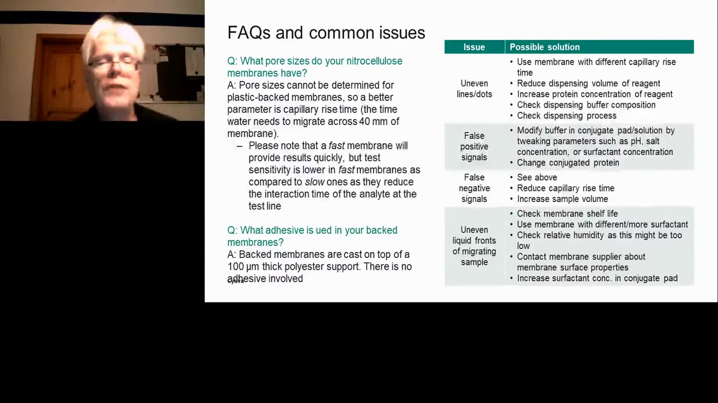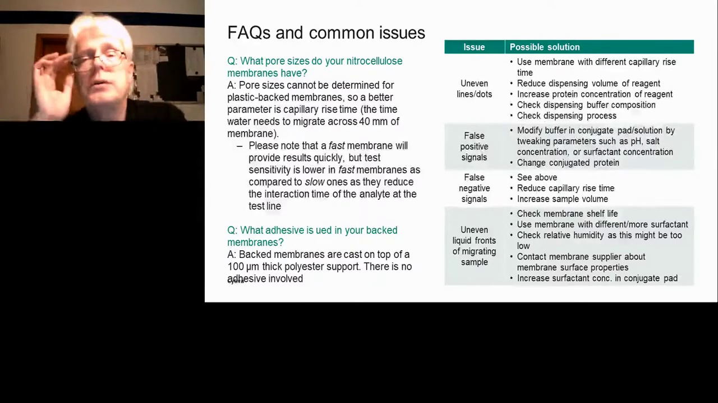Another question is, what adhesive is used in your back membranes? No membrane manufacturer is using an adhesive to create a plastic back membrane. These back membranes are 100 micrometer thick polyester supports onto which the casting mix is poured, and the membrane is formed on this polyester support, and it stays there by simple adhesion. Adhesives come into play once you laminate these membranes onto the backing, onto which you also have to affix all the pads that you need to create your rapid test.